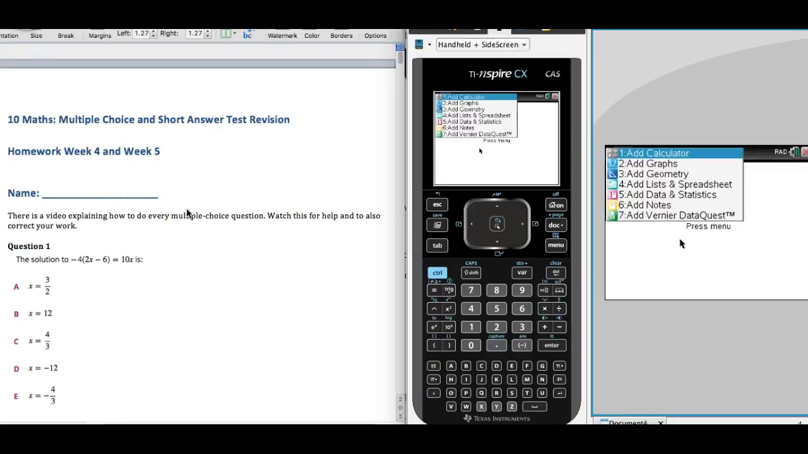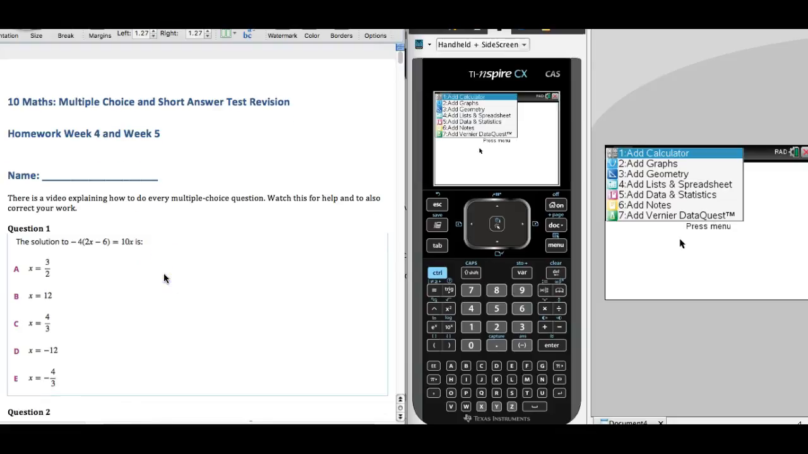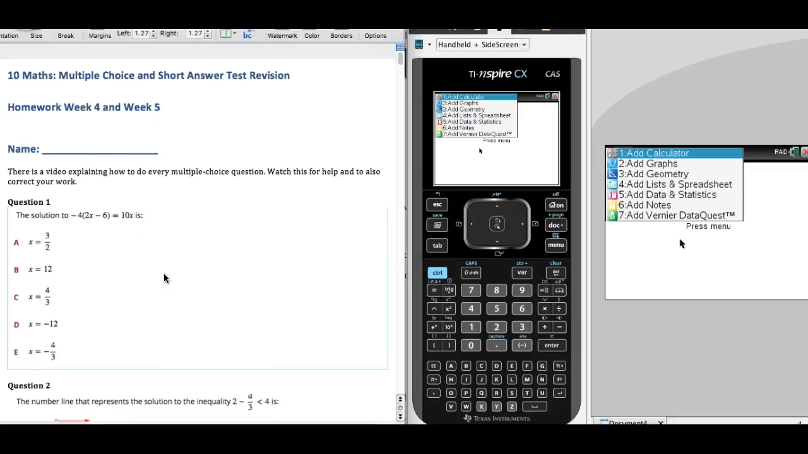Okay, so this is in preparation for your tests. First of all, your multiple choice test, which is focused mostly on using your CAS calculator. If you have to solve an equation, you are expected to do it on your CAS calculator. Because it is CAS focused, remember, it takes less time to do things on your calculator. If you were to do the whole test by hand, then you might not get it all done. So do make sure you know how to use your CAS calculator.